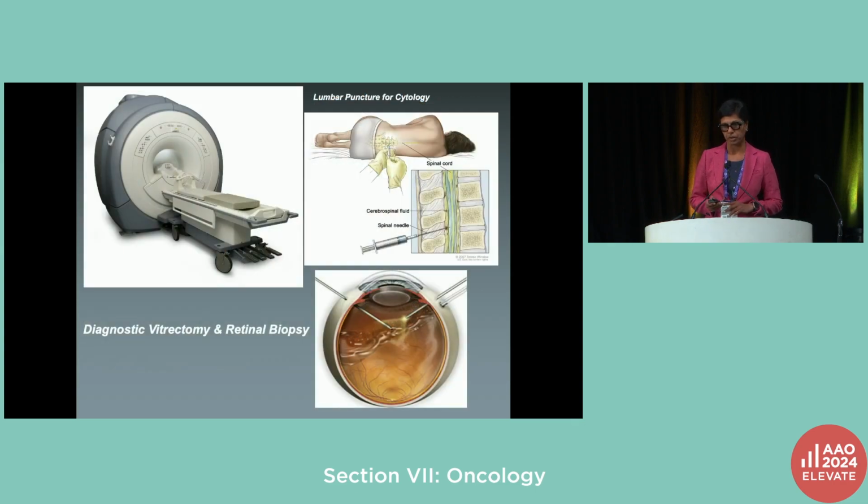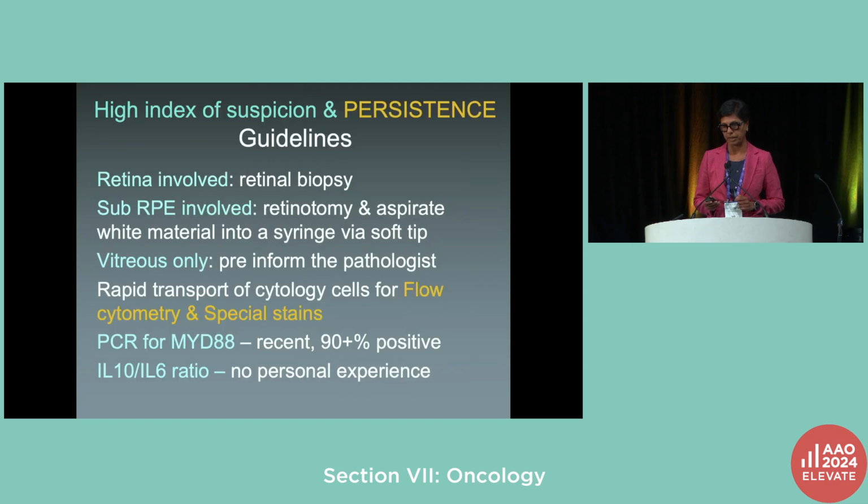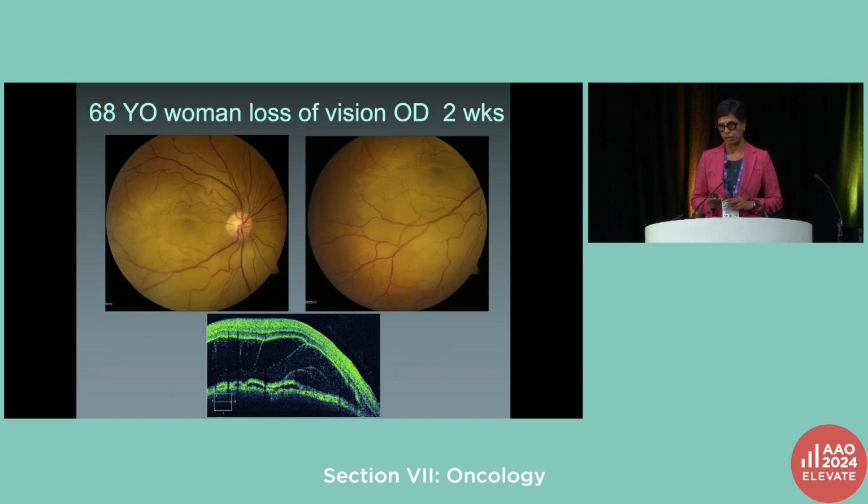So the most important thing is to get an MRI of the head and a lumbar puncture, and a diagnostic vitrectomy with a retinal biopsy. A plain vitrectomy, the yield is pretty low, especially if you don't have highly trained cytologists and pathologists. So if there is a retinal lesion, it's best to biopsy that. So in summary, it's important to have a high index of suspicion and be persistent. These are the various guidelines, and as I said, if there's an RPE involvement, you take a retinal biopsy, and recently PCR for MYD88 is useful, and it's positive in nearly 90% of patients with primary intraocular lymphoma.